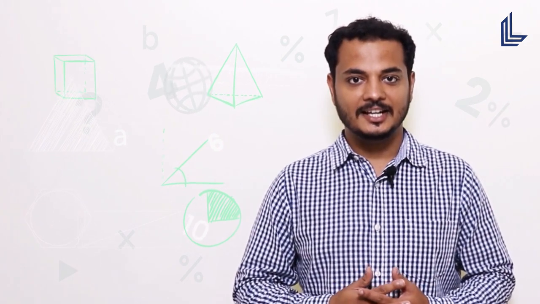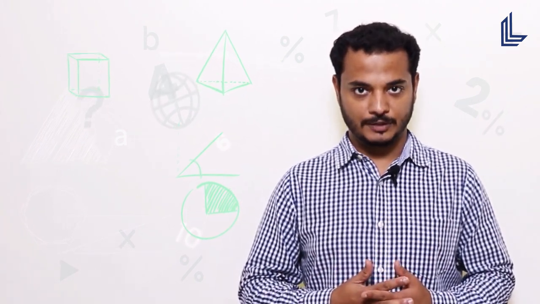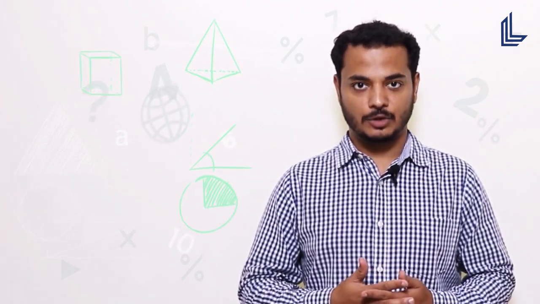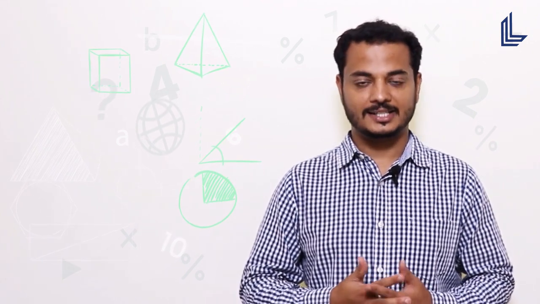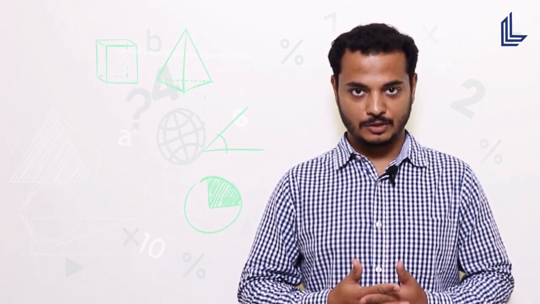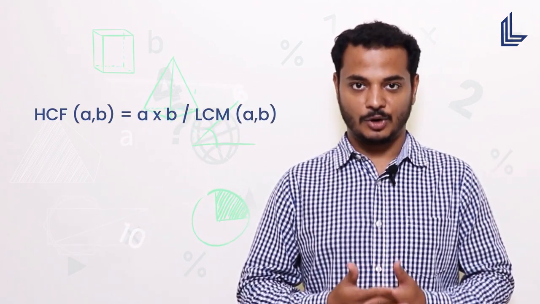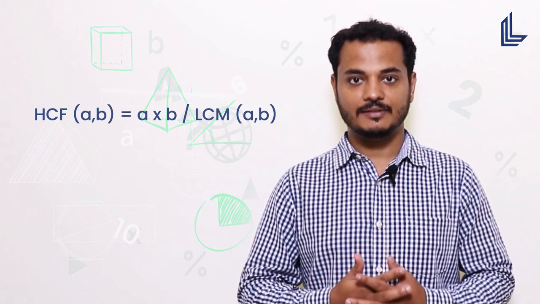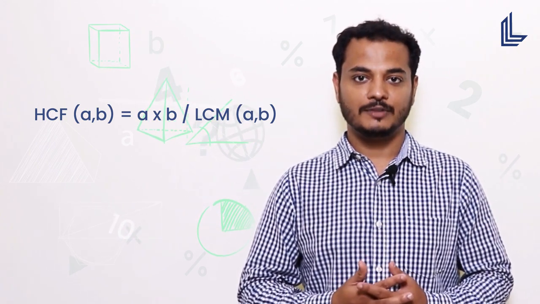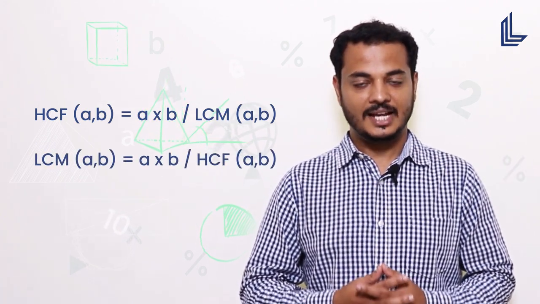Just like that, if the product of the two numbers is given to you and either one of the HCF or LCM is given to you, you will be able to find the other one. That is, if the product of two numbers and the LCM is given to you, then you will be easily able to find the HCF. If the product of two numbers and the HCF is given to you, you will be able to find the LCM. That's it. So that's how we apply this rule here.